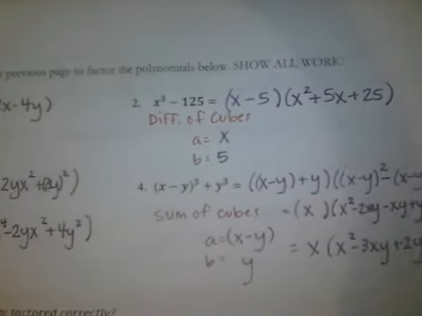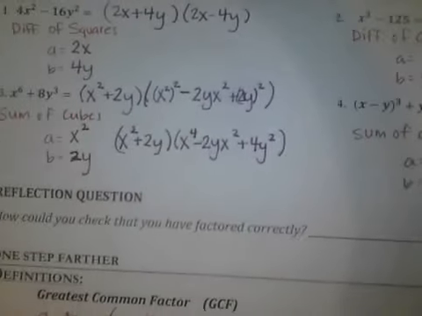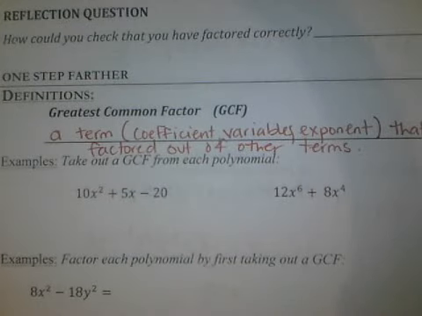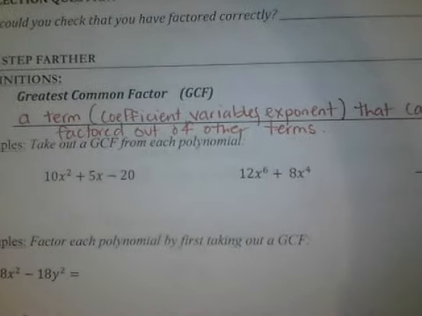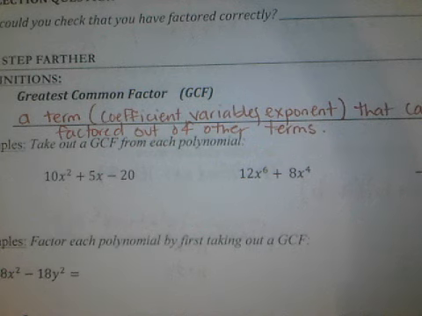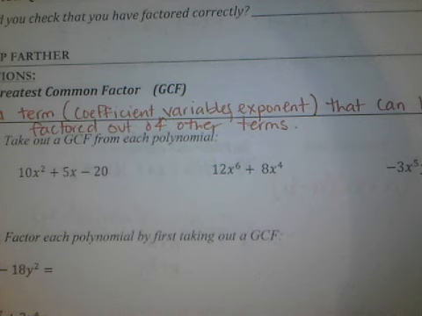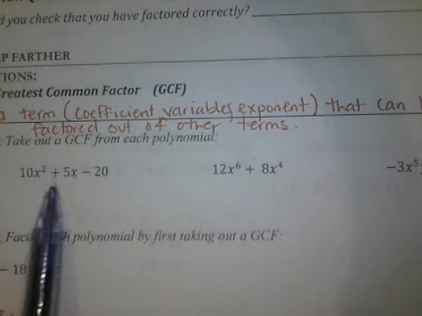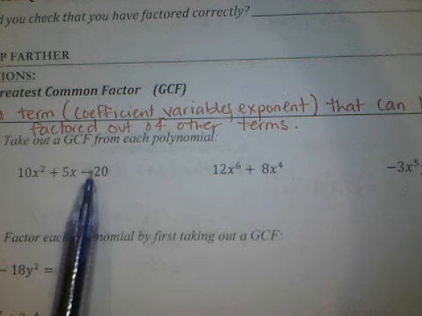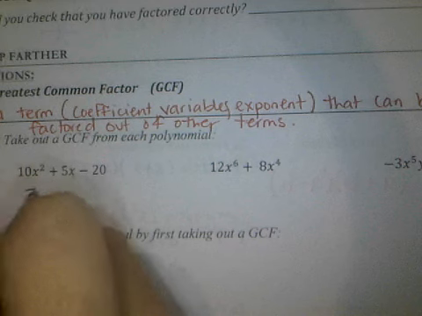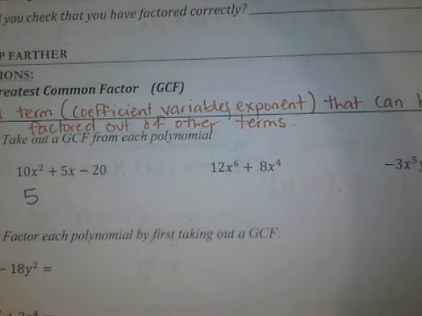So to go one step farther, we're going to talk about incorporating what you know about a greatest common factor. You probably remember that a GCF is a term which means it could be a coefficient with variables and exponents, and it's a term that can be factored out of other terms. So for example, when I see the trinomial 10x squared plus 5x minus 20, I realize right away that each of these terms can be divided by the number 5. And 5 would be the GCF.